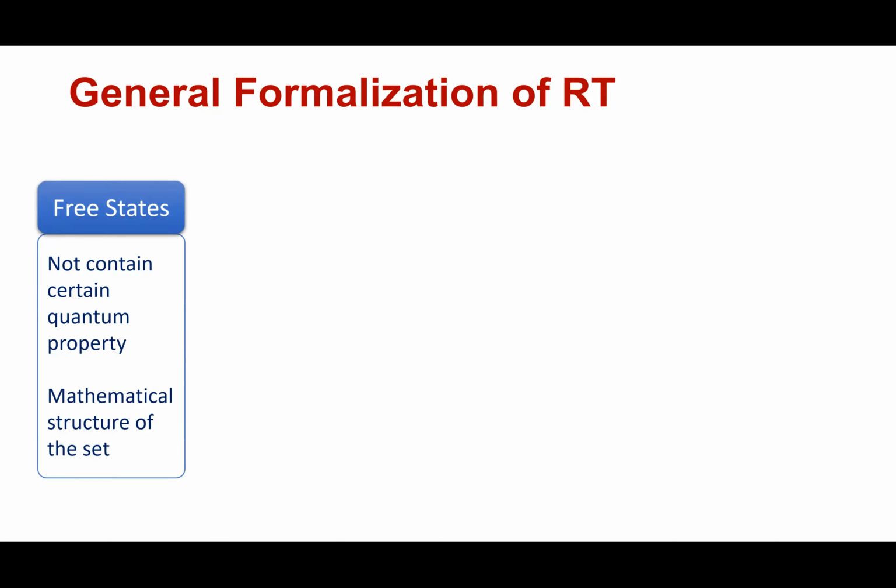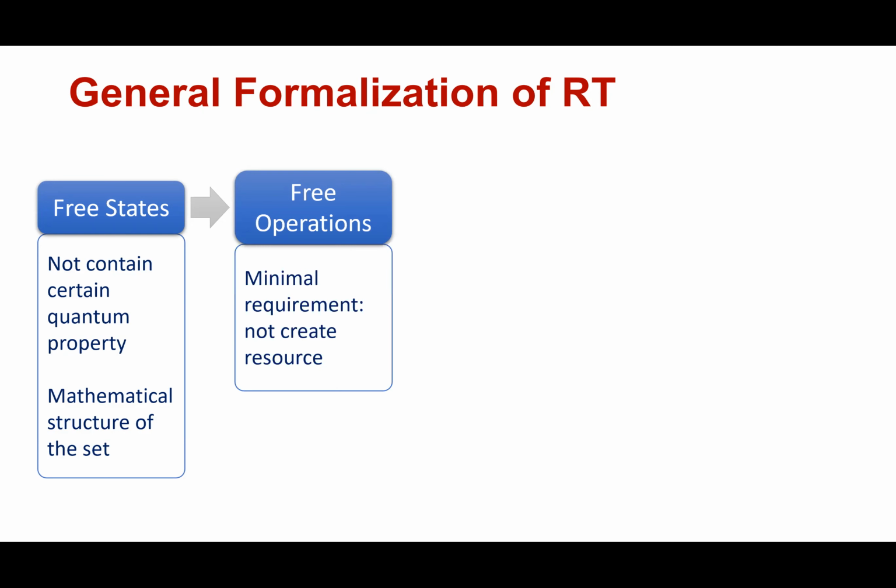So here comes the general formalization of resource theory, and everybody knows it. One starts from a set of states, which we call free states, and these states do not contain certain quantum properties. We are also interested in the mathematical structure of the set of states, because whether they are convex or non-convex, we have different results. And then for operations, the minimal requirement is that they cannot create coherence, right?